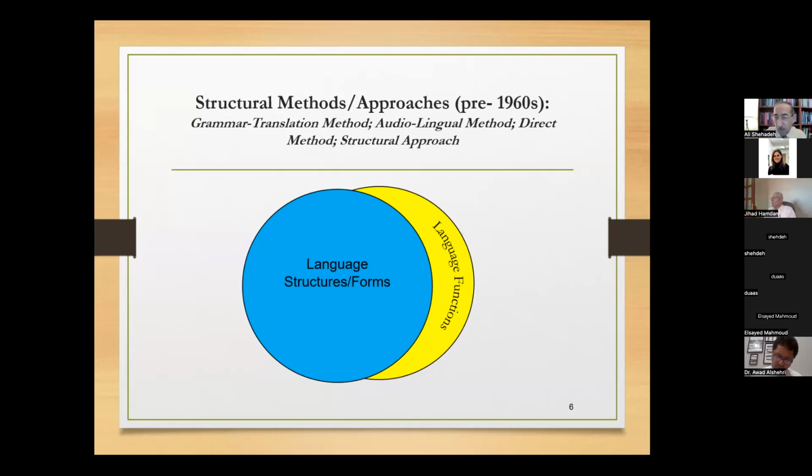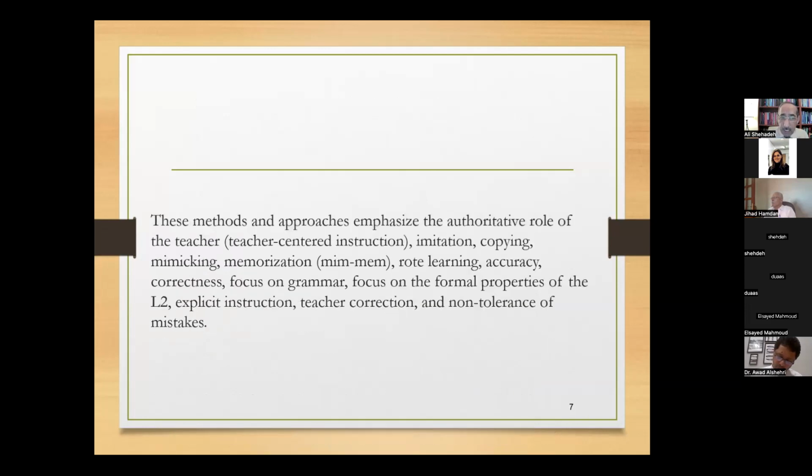Language functions are given a secondary role, or probably almost completely neglected. Now, these approaches and methods emphasize the authoritative role of the teacher. When we talk about teacher-centered instruction, teacher-centered education, they focus on imitation, copying, mimicking, memorization, rote learning, learning by heart, accuracy, correctness, focus on grammar, focus on the formal properties of the language, explicit instruction, teacher correction, and non-tolerance of mistakes. So these are the traditional approaches that are pre-1960.